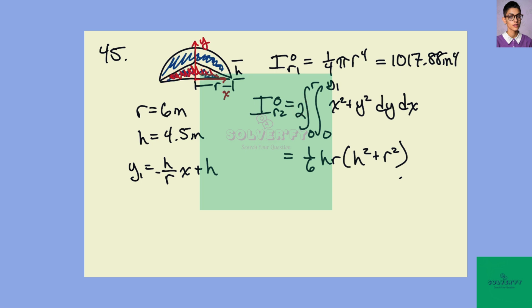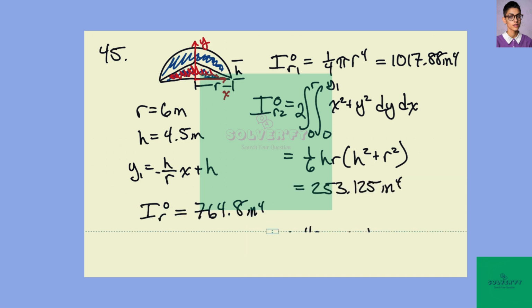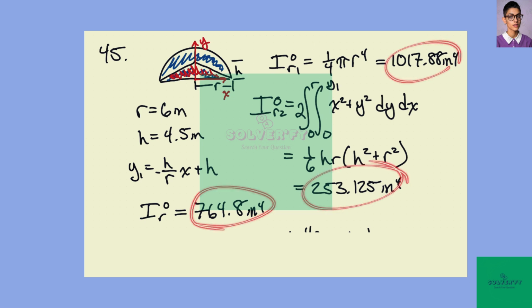Now we get a value of 253.125 inches to the fourth. So the polar area moment of this cross-section total is this minus this, or 764.8 inches to the fourth.